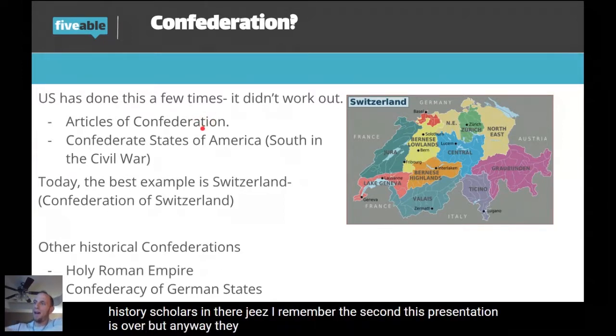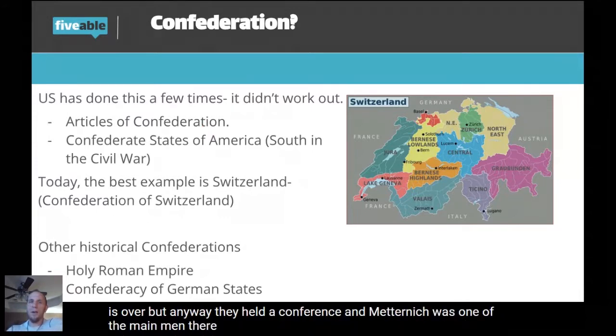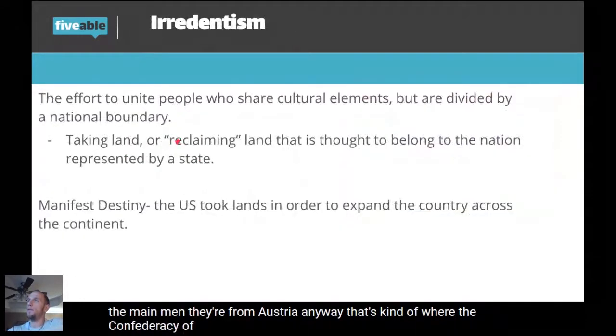But anyway, they held a conference, and Metternich was one of the main men there from Austria. And anyway, that's kind of where the Confederation of German States emerged.